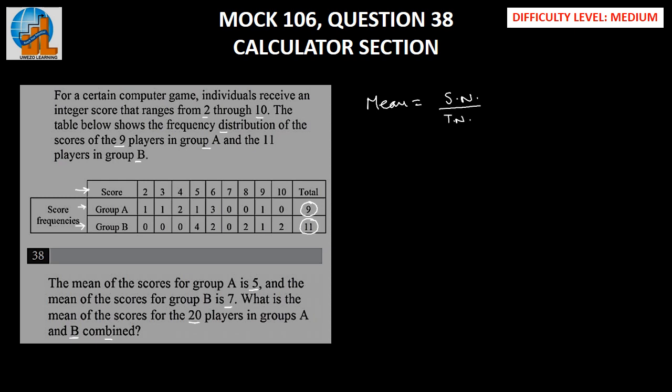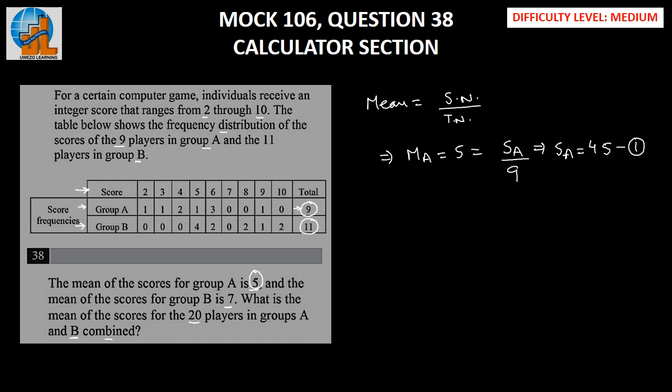As we know that the mean for Group A is 5, which implies MA is equal to 5. So let's put this as SA, the sum of all the scores in Group A, divided by 9. As we know that the total number of players in Group A is 9 here, which implies SA should be equal to 45. Let's take this as our first equation.